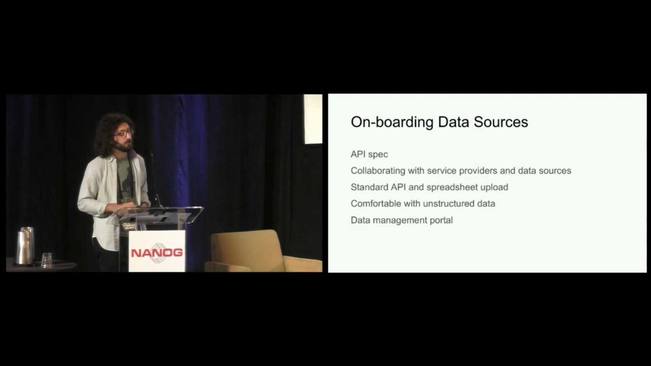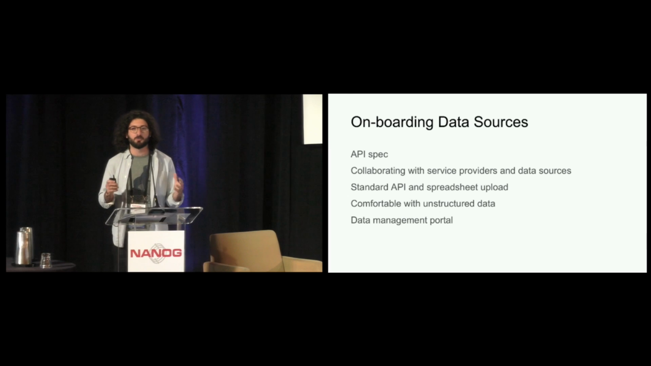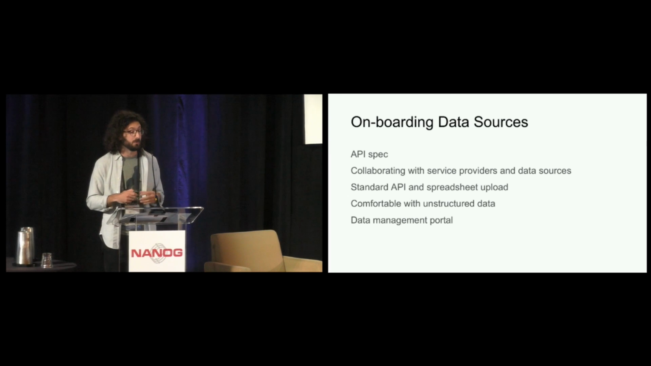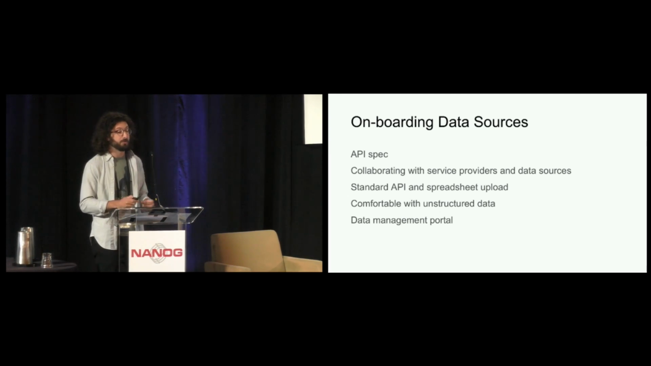So to bring on a data source onto the platform, we're publishing an API spec. We're collaborating directly with service providers and other data sources to adapt their data to get into the platform. We can also work with any sort of API integrations that you already have and a spreadsheet. You can upload a spreadsheet if you'd like. Like I said, we're comfortable with unstructured data. We're really not afraid to do the hard work. It's more important that we get as much data onto the platform and start correlating it together. So we really want to work with you to make that happen. And all of that bubbles into a data management portal where you can really control any changes or updates to your data, but also what's visible or not and who gets to see anything.